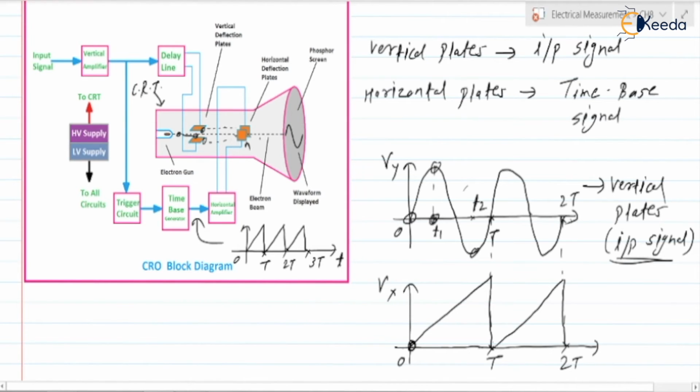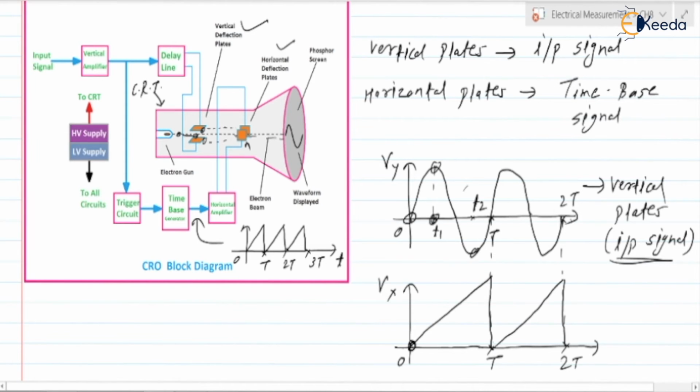After that it will strike on the screen, and when the electron strikes on the screen, as the screen is of phosphor, that electron will cause the generation of light. So you might have seen in the CRO we are having the waveform. Continuously we are getting the electrons from the electron gun, and for each electron, the vertical shift will be decided by the vertical deflection plate signal, and the horizontal shift will be decided by the horizontal deflection plate signal.